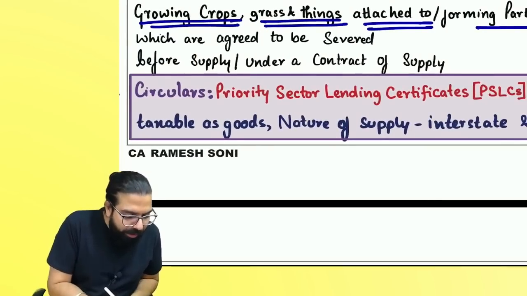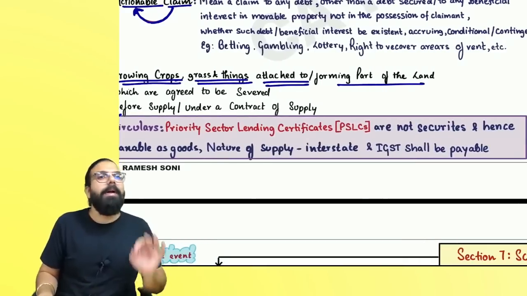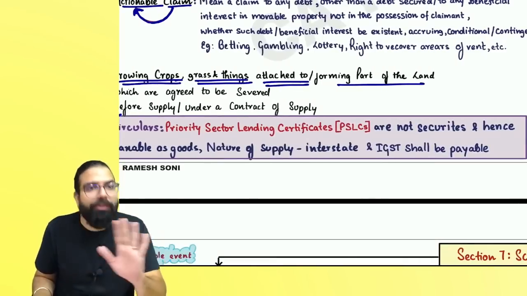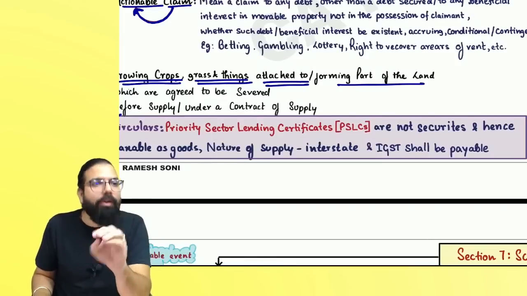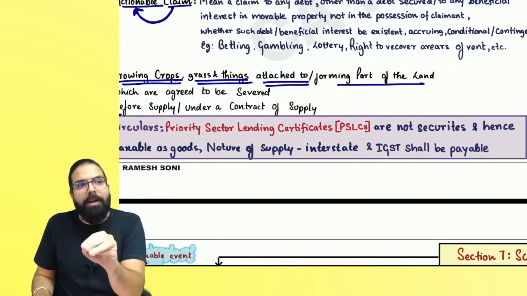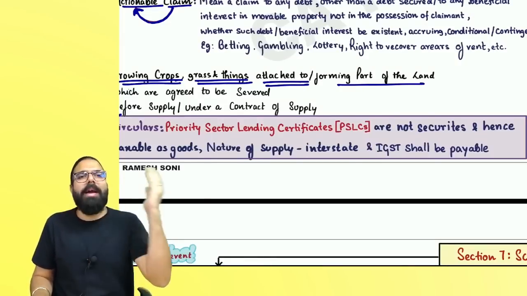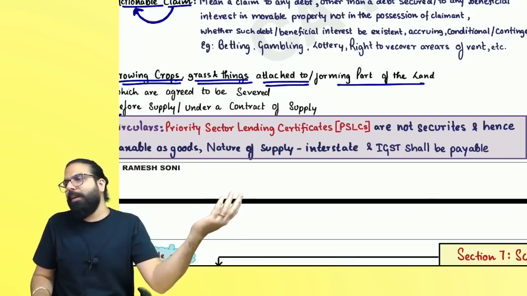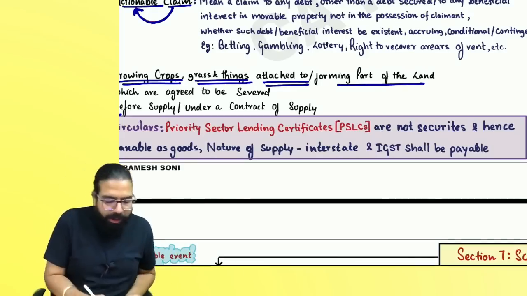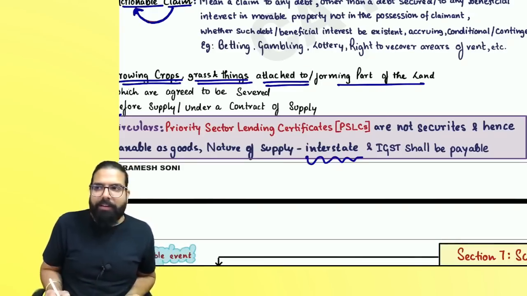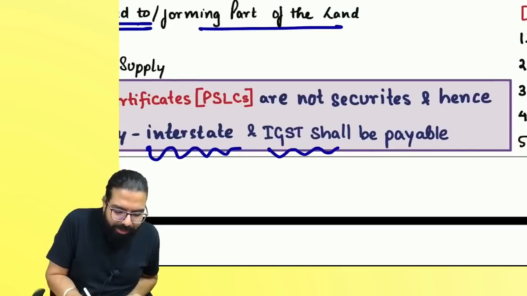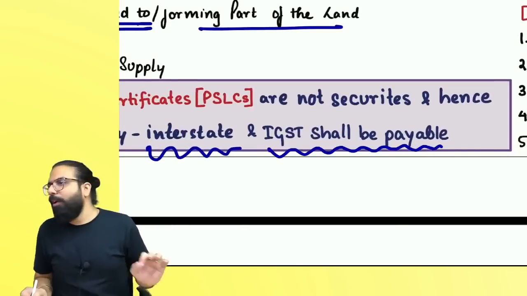There is a circular which says that priority sector lending certificates are not securities. They are goods, and hence they are taxable. Always remember, whenever one bank sells the PSLC certificate to another bank, what kind of supply is it, everyone? Interstate supply, and IGST is payable. Can we go ahead, everyone?